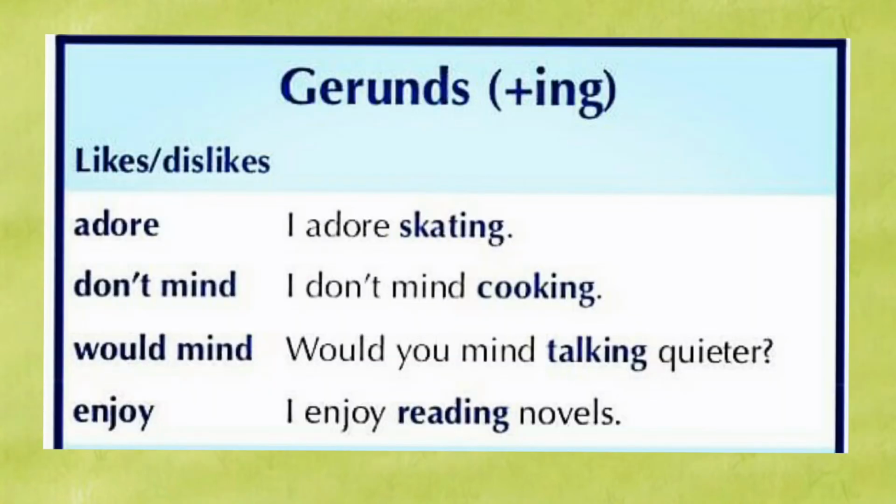Now let's see with example. Gerunds, that is verb plus ing, come after likes and dislikes. Adore. I adore skating. After the verb adore, verb plus ing form, that is skating. Don't mind. I don't mind cooking. After don't mind, we have to use verb plus ing form. Would mind. Would you mind talking quieter? Talking is the gerund. I enjoy reading novels. After enjoy comes the gerund, that is reading, verb plus ing form.